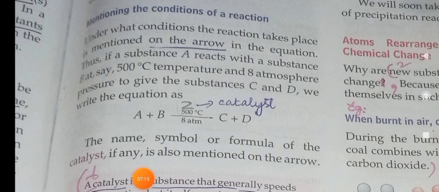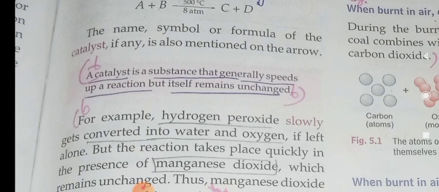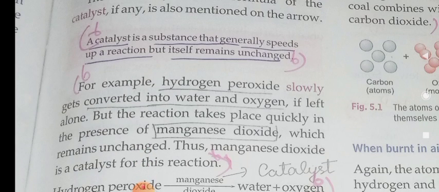While writing the chemical reaction equation, you must mention some conditions of the reaction. For example, A and B react at 8 atmospheric pressure and 500 degrees Celsius. Then in the presence of Z, we get the products C and D. That Z is a catalyst. What is a catalyst? A catalyst is a substance that generally speeds up the reaction but itself remains unchanged. It will not be involved in the chemical reaction, but it will speed up the reaction. To speed up the reaction, we add this catalyst, but the catalyst will not take part in the chemical reaction.